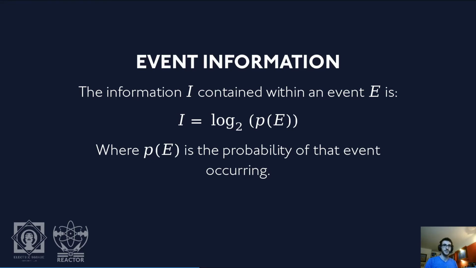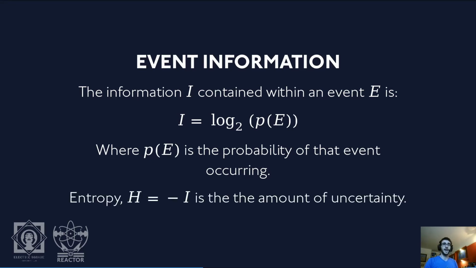That's all information is. And you might notice that that will then produce a negative number because probabilities are less than 1. So we often just talk about entropy instead, which is the negative information. But you can kind of use the words interchangeably if you're not being super strict or correct about it. H measures uncertainty and I measures information.